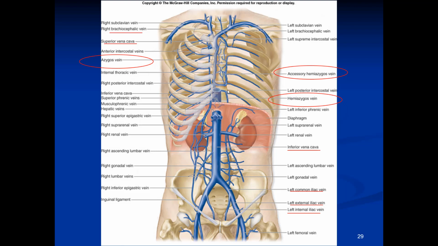So hemi means half. So if you think about this is the azygos, and then this one over here on this side is kind of split here and here. So this is half hemiazygos. So this one down here is the true hemiazygos. This one up here is the accessory hemiazygos.